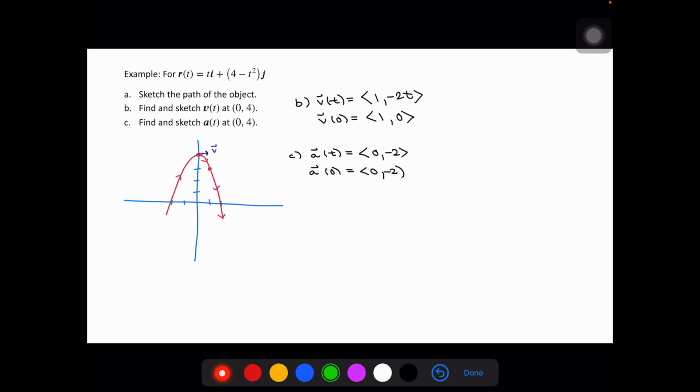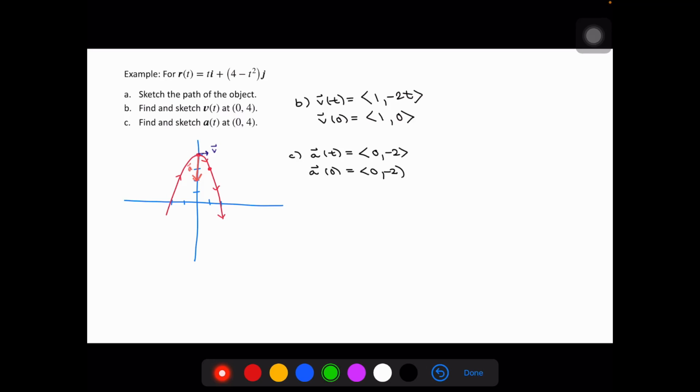And then let's go ahead and find our acceleration vector. So I'm going to take the derivative of my velocity vector. That gave me ⟨0, negative 2⟩. And then, I guess there's no t's to plug in. So a of 0 is also ⟨0, negative 2⟩. And I'm going to plot that on my picture. There's the vector ⟨0, negative 2⟩.